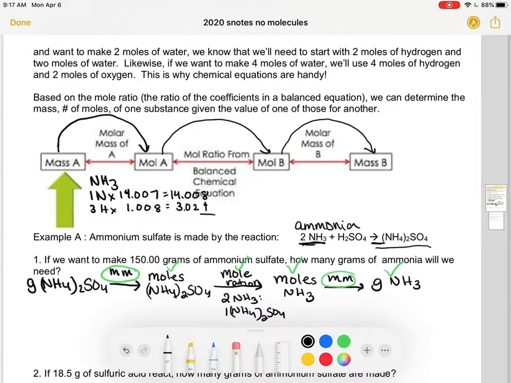3.024. Okay. Oh, you know why? Because it's not 14.008. It's 14.007. 17.031. So that's the mass of ammonia.